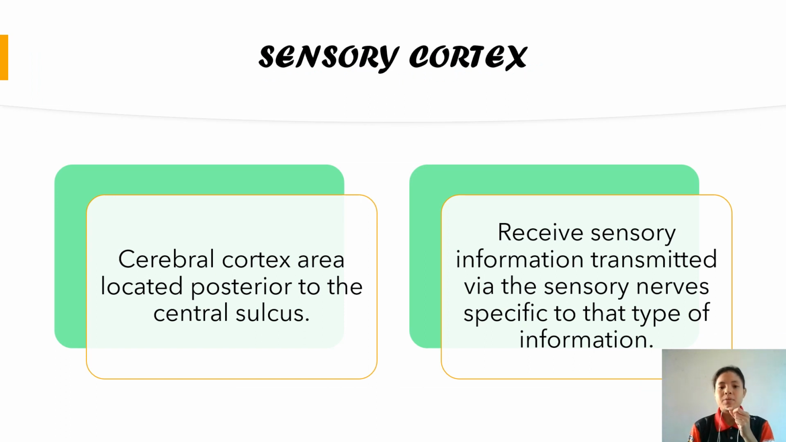Okay, finally, several cortex areas are involved in sensory functions. For example, sensory cortex, they are located posterior to the central sulcus. Specific types of sensory information are transmitted via the sensory nerve to the area of the cortex that receives that type of information. For example, the somatic sensory area receives pain, temperature, and pressure sensory information.